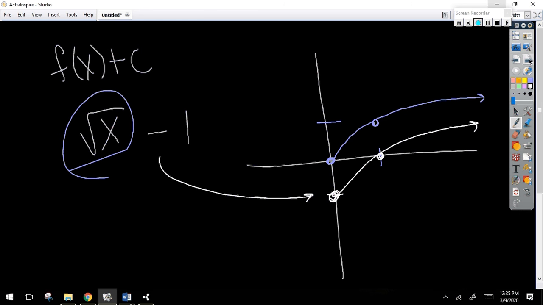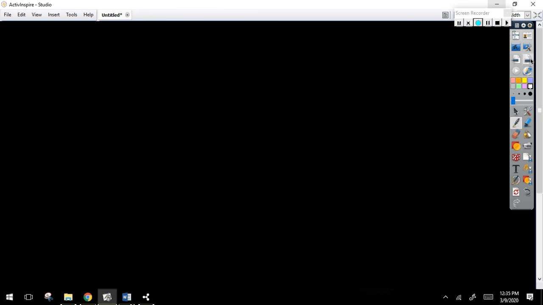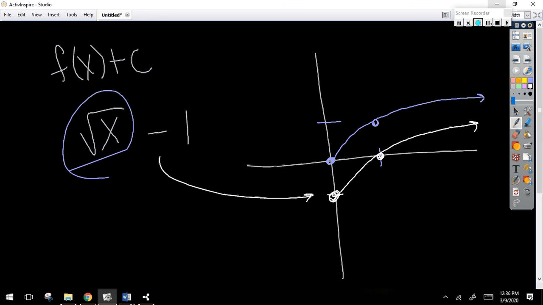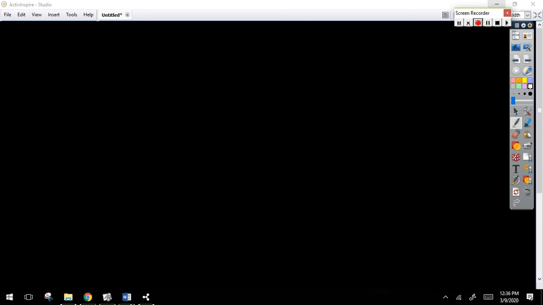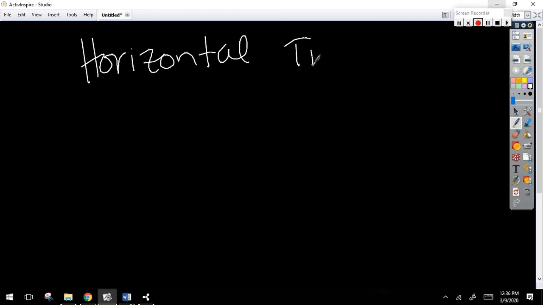All right, let's do horizontal. That's vertical translation. Let's talk about horizontal translation. This is the one that's a little bit harder to understand. Horizontal translation.